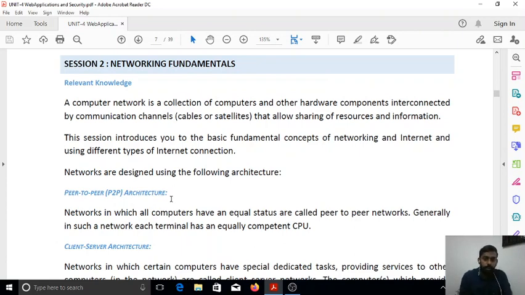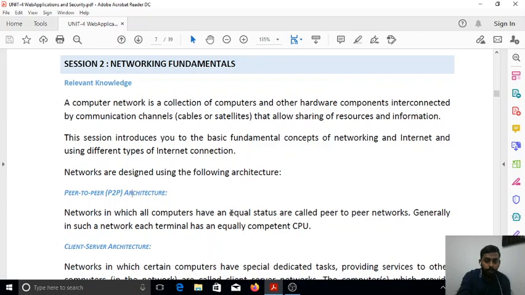In this session we look at the basic fundamental concepts of networking and internet using different types of network connections. Networks are designed using the following two architectures. The first one is peer-to-peer architecture, P2P. You know what P2P is? Peer-to-peer is a kind of network in which all computers have equal status. Generally in such a network, each terminal has an equally competent CPU.